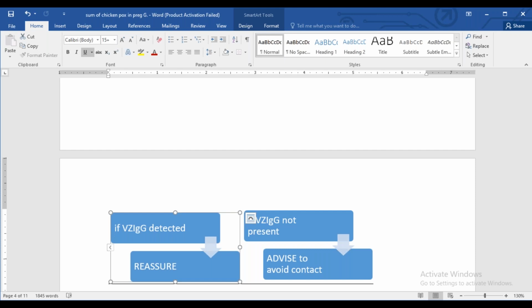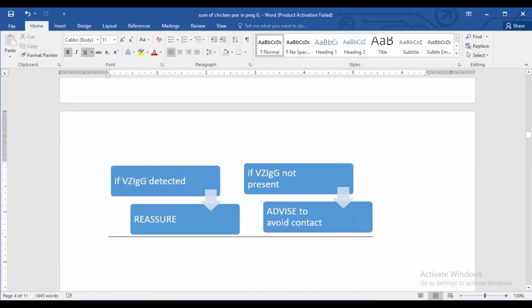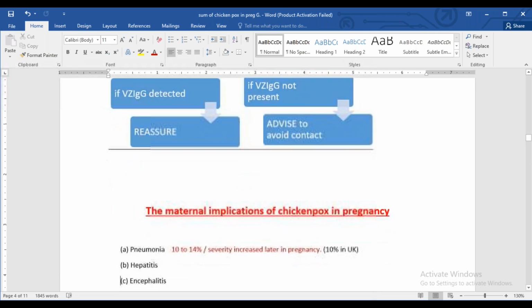So if you detect it at the booking, you just reassure the patient: if she had been exposed to the infection, it's fine, reassure her she has the antibodies which will defend her. If she's seronegative, you can't give her the vaccine, we agreed about this, it's a live attenuated one, but you have to advise her to avoid contact with any suspected case of varicella or shingles. This is what happens at the booking visit.